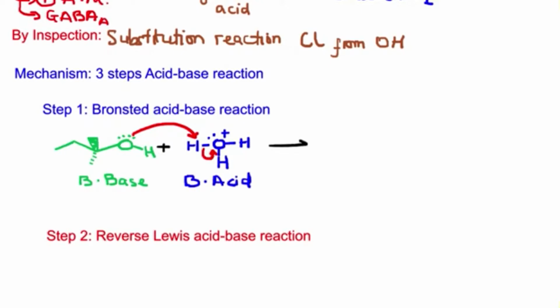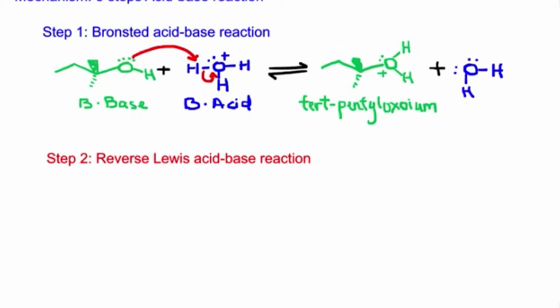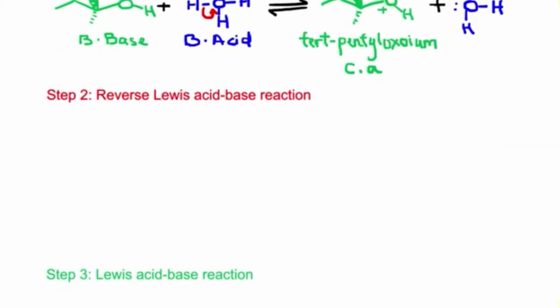This at equilibrium leads to the formation of tetrapentyloxonium, which is the protonated alcohol, the conjugate acid of the Brønsted base. However, on the other side, the Brønsted acid, which is the hydronium, has its conjugate base, which is known to be water.